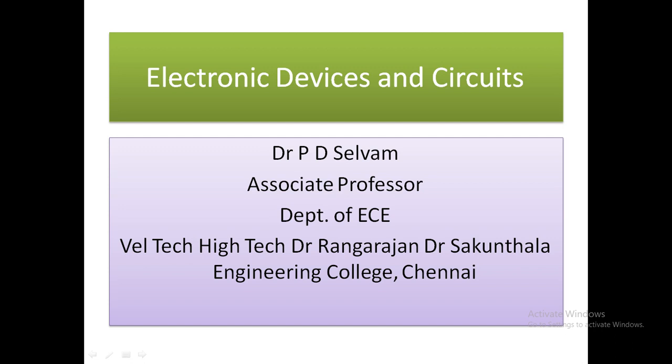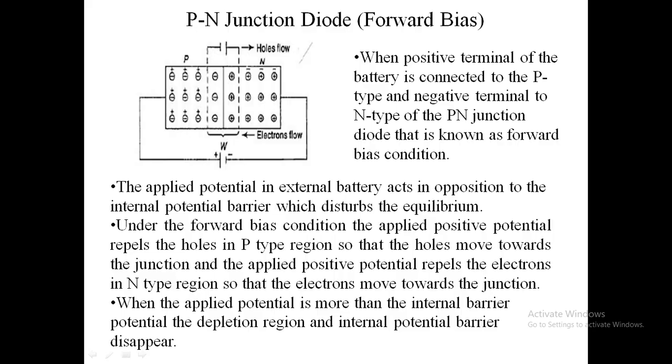Today we will see a topic in electronic devices and circuits. All the electronic devices and electronic components are manufactured using semiconductor materials. Semiconductor materials, we know, are silicon and germanium. We can classify this semiconductor material into two types: intrinsic semiconductor material and extrinsic semiconductor material.